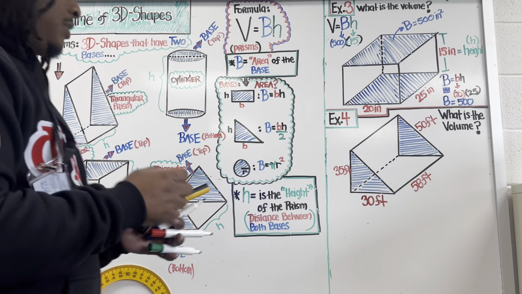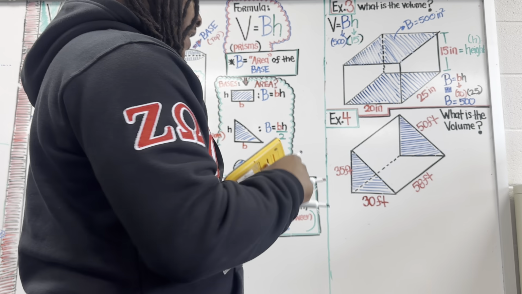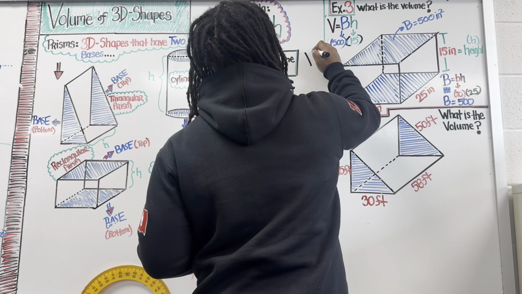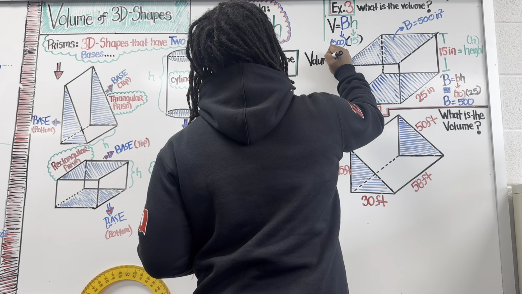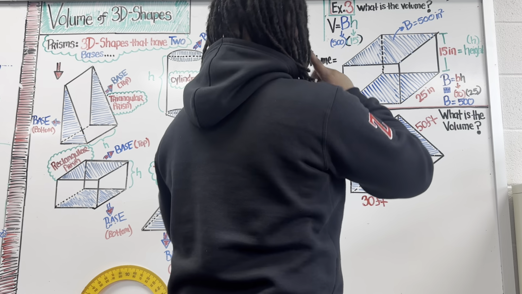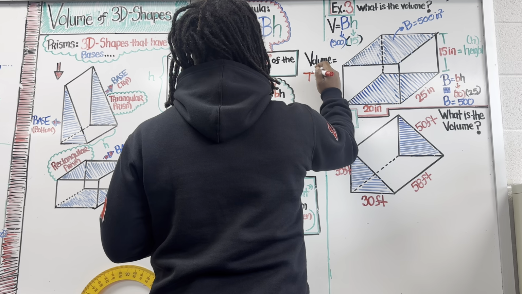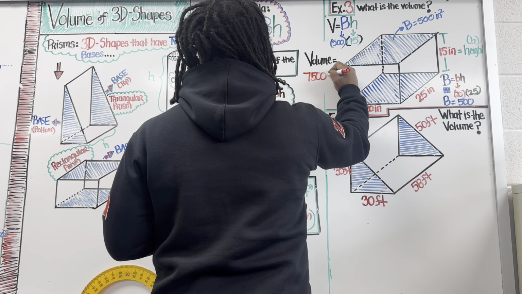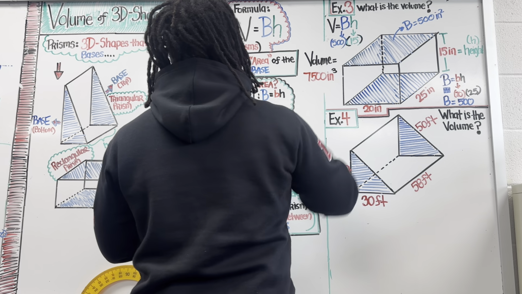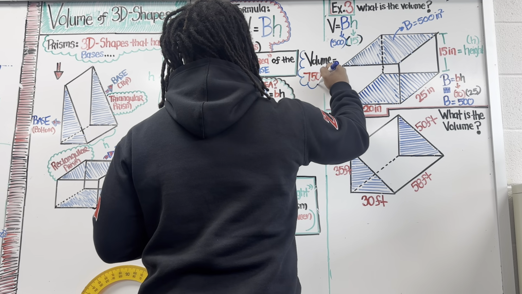500 times 15 is 7,500. 7,500, guys. So the volume of this rectangular prism, rather, is 7,500 cubic inches. That's inches to the third power because we're dealing with a 3D shape, right? So cubic inches, that is the volume of this particular rectangular prism.